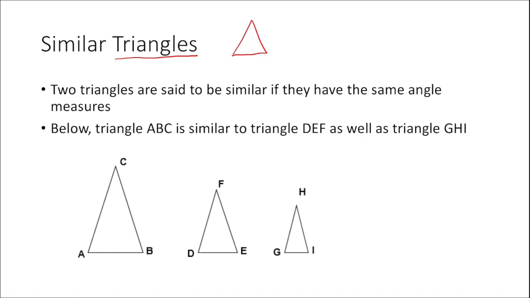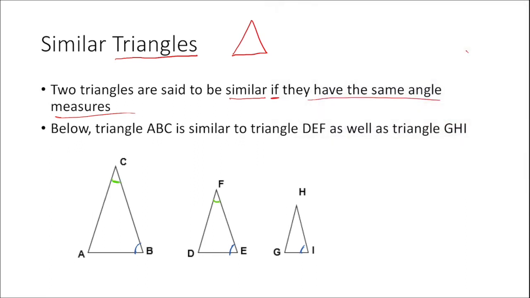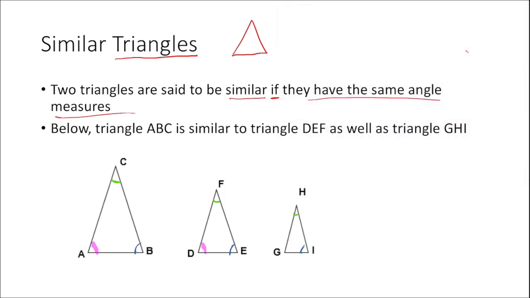Well, they're said to be similar if they have the same angle measures. What does that mean? Well, that means that this angle is the same as this angle is the same as this angle, which means all those top angles are the same, if you want to call them similar. Otherwise, you really can't call them similar. If they're not all the same, then you can't call them similar. But if they are the same, well then that's the definition of what a similar triangle is. Let's move on.